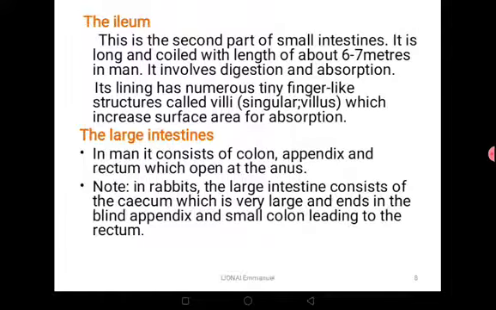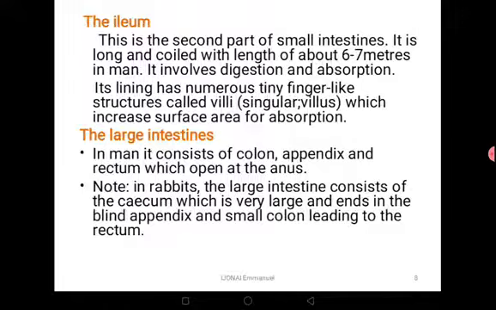So the major role of the ileum is absorption of the food. Why? It's because it has structures called the villi, where absorption takes place. So what takes place in the ileum is majorly absorption of the food, and that's why it is very long, so as to increase the surface area for absorption, to increase the length over which absorption occurs.